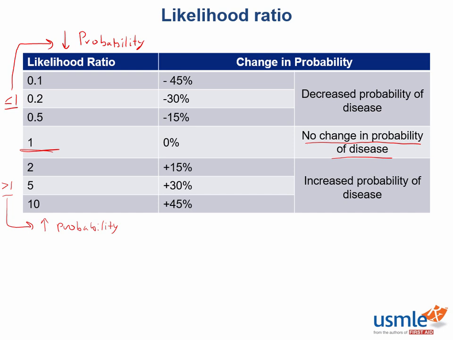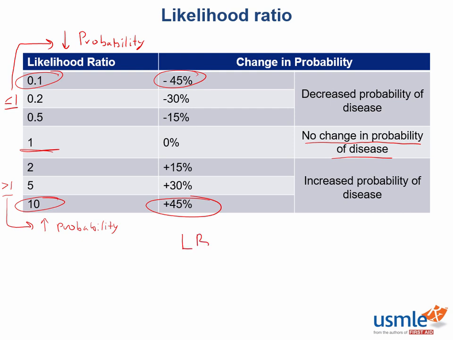And if you look at the extremes of the spectrum, if you have a likelihood ratio of 10, this gives you a 45% increase in the probability of disease. While if you have a likelihood ratio of 0.1, this decreases your chance of disease by 45%. So with all that, what do you need to know for test day?